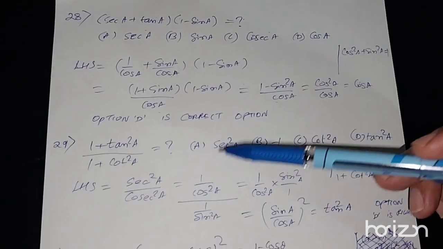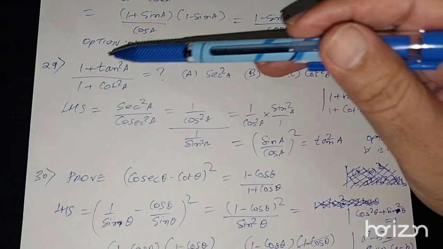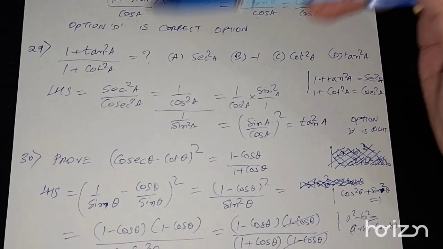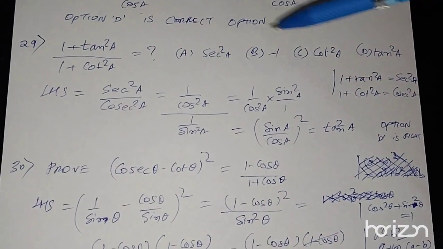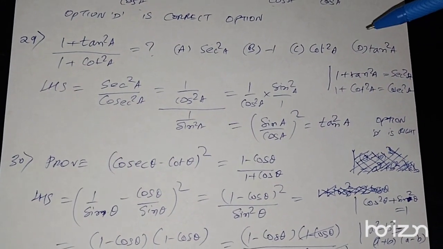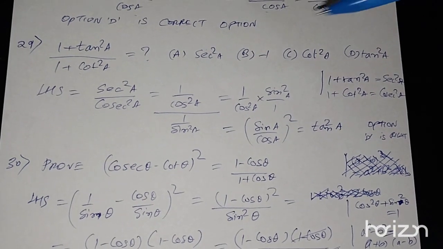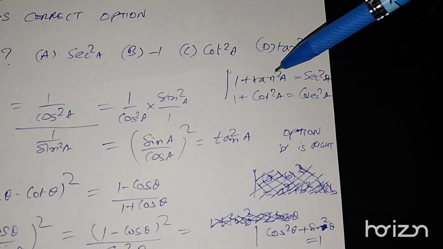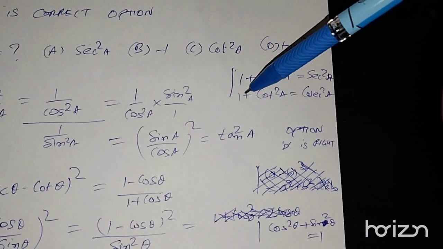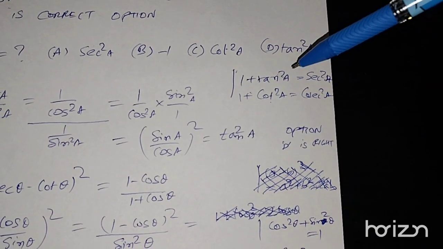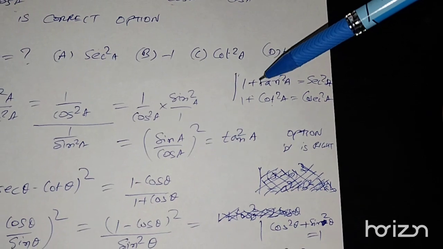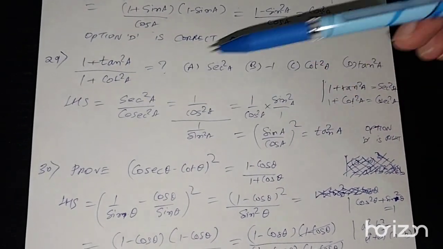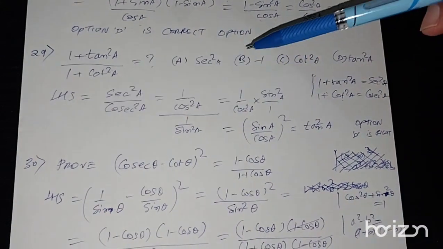Okay. Then another problem, they are asking 1 plus tan squared a plus 1 plus cot squared a is equal to what? Is it secant squared a? Is it minus 1? Is it cot squared a? Or is it tan squared a? What is it? They are asking. So we remember our trigonometric identities. 1 plus tan squared a is equal to secant squared a, and 1 plus cot squared a is equal to cosecant squared a. So remember these two identities. Okay. Using these two identities, we substitute for 1 plus tan squared a as secant squared a, and 1 plus cot squared a as cosecant squared a.